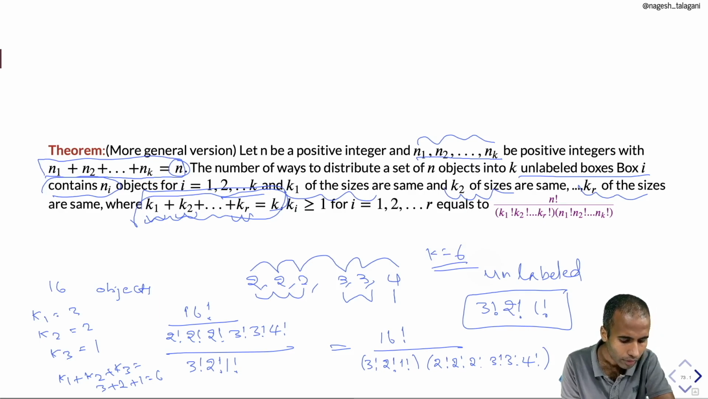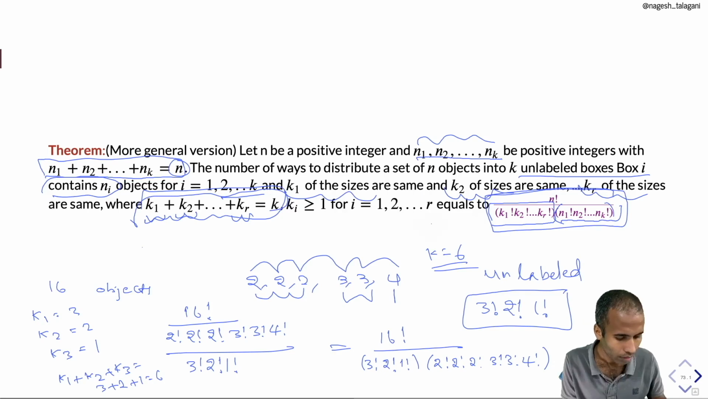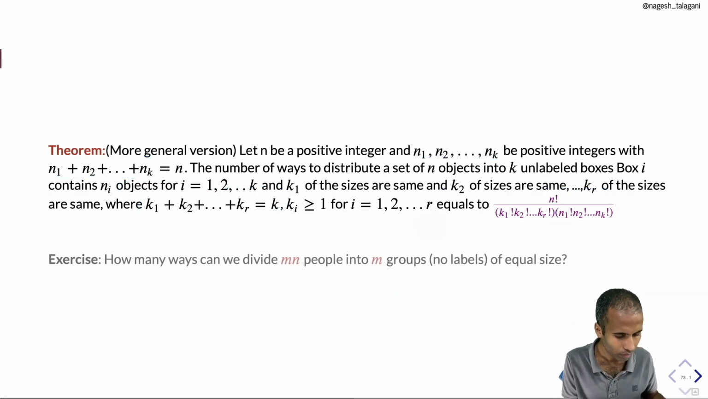Okay? So now the general answer is going to be this. The answer is going to be n factorial by k1 factorial, k2 factorial, so on kr factorial into n1 factorial, n2 factorial, so on nk factorial. So this is going to be the fixed answer for the general case. Let me clear this. Next.